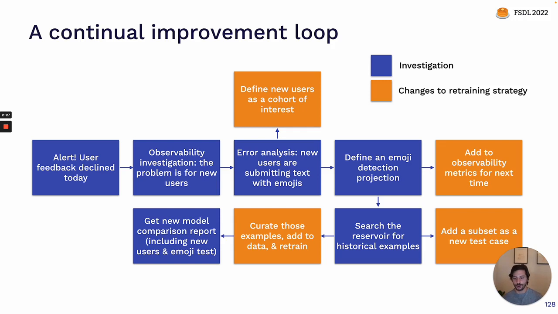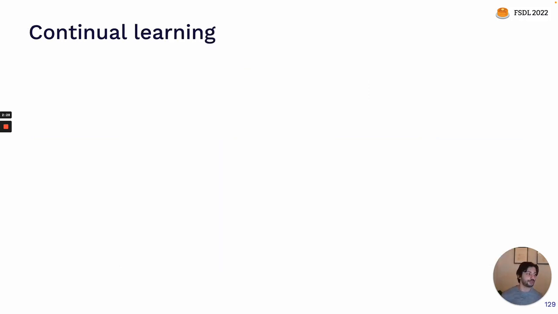Then once we have the new model that's trained, we'll get this new model comparison report, which will include also the new cohort that we defined as part of this process and the new emoji edge case data set that we defined. And then finally, if we're doing manual deployment, we can just deploy that model, and that completes the continual improvement loop. So to wrap up, what do I want you to take away from this?